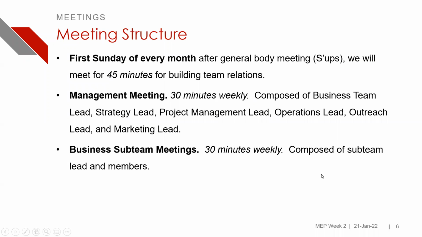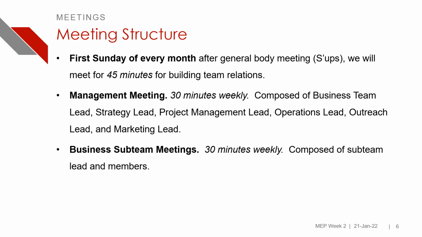The meeting structure. Everyone, the whole business team, is expected to meet the first Sunday of every month after the general body meeting, which we call SUPs, and we will meet for 45 minutes for building team relations. Then there will be a management meeting that occurs 30 minutes weekly. This is composed of the business team lead, the strategy lead, the project management lead, the operations lead, the outreach lead, and the marketing lead. So this is more of the upper management of the business team that can discuss high-level goals.